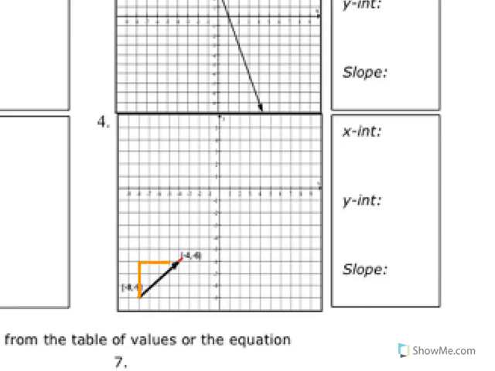So it has a rise of 3 and a run of 4. So I can go up 3 and over 4, and there's another point on the line right there. And then we could do it again. A rise of 3 and a run of 4, and there's another point right there. And so, bam.